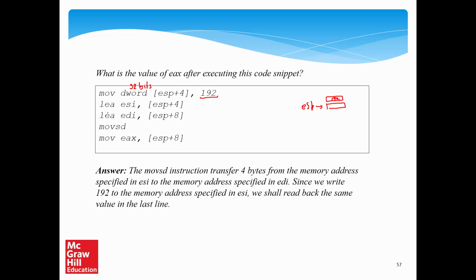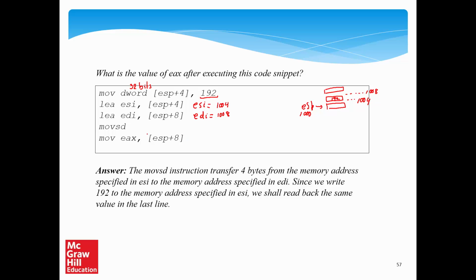Then we load the effective address into ESI, which is ESP plus 4. Let's assume that ESP was 1000. So at this point ESI is equal to 1004, which is this location, 1004. Similarly, we load the effective address of ESP plus 8, so EDI will be equal to 1008, which is actually the address just above it, 1008.